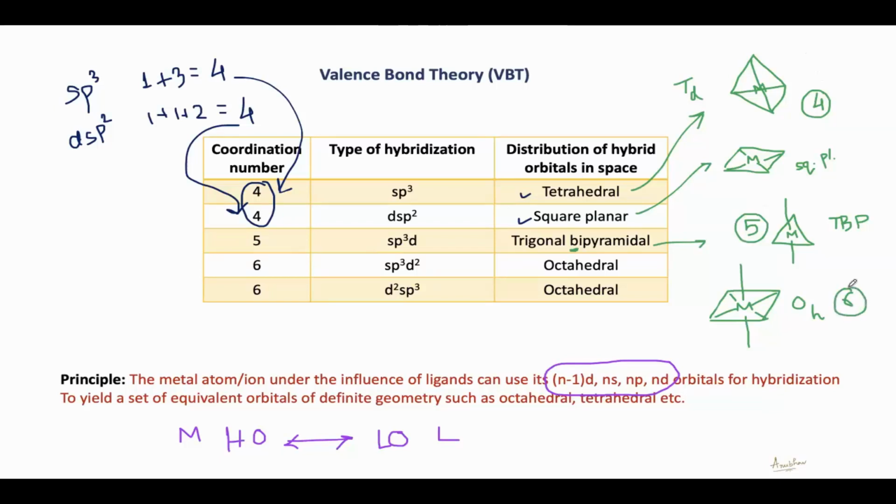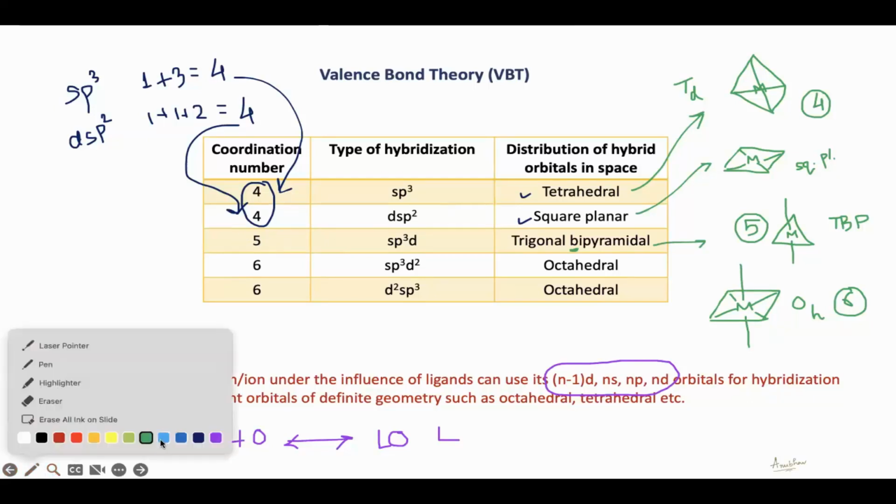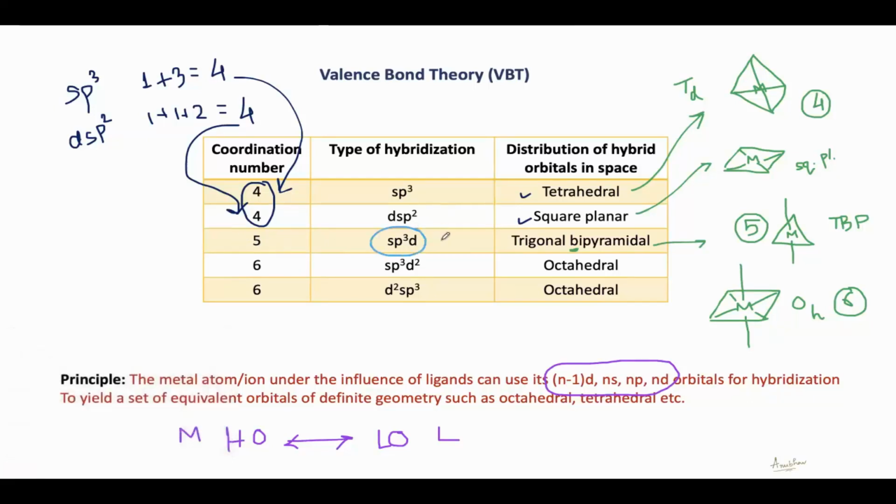So basically, at this point, we know about the type of hybridization, we know about their coordination number and the geometries of the metal complexes. Now here you can see in case of the coordination number 5, the hybridization is sp3d, which accounts for the trigonal bipyramidal geometry. And we have two kinds of hybridization with the same coordination number, that is 6.